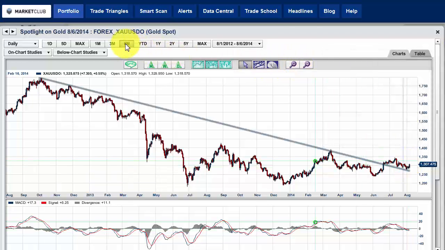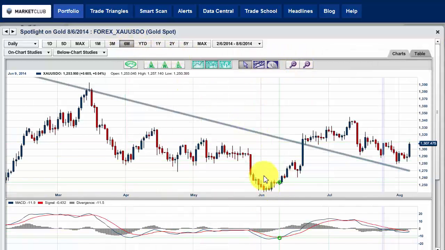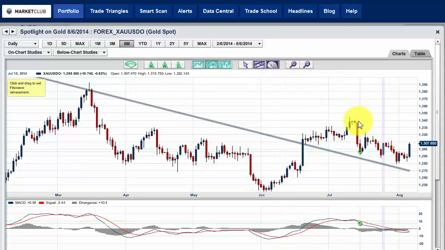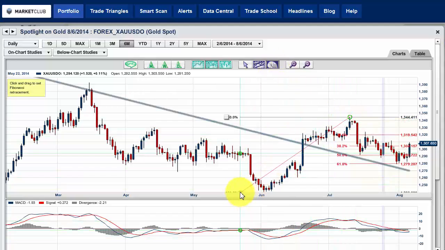So let's go to a 6-month chart. And I'll show you with our Fibonacci tool, which you click right here. Click on the highs, drag it to the lows right here. And you can see how it just touched that area, the 61.8%, which is around 1280. So this is an area where the market should find support. It did find support. We've had a big upmove today. In fact, we're up 1.41%.